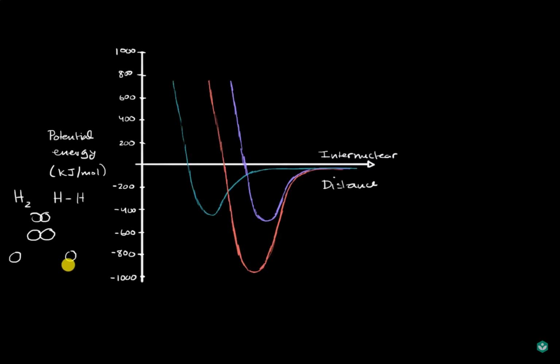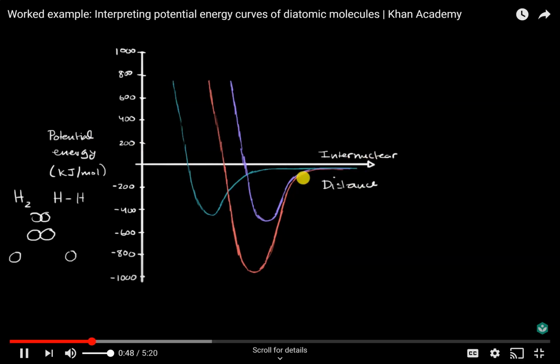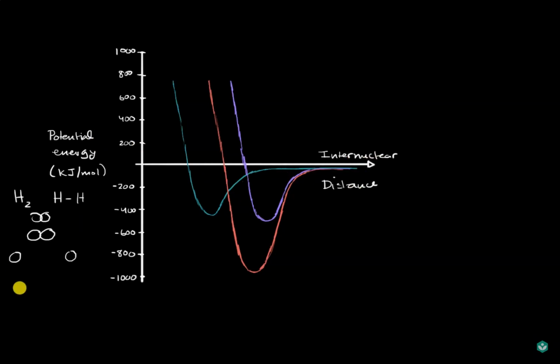What I want to do in this video is do a little bit of a worked example. Over here, I have three graphs of potential energy as a function of internuclear distance. And what I'm going to tell you is one of these is molecular hydrogen, one of these is molecular nitrogen, or diatomic nitrogen, N2, and one of these is diatomic oxygen. And what I want you to think about, pause this video, is which graph is the potential energy as a function of internuclear distance for each of these diatomic molecules.